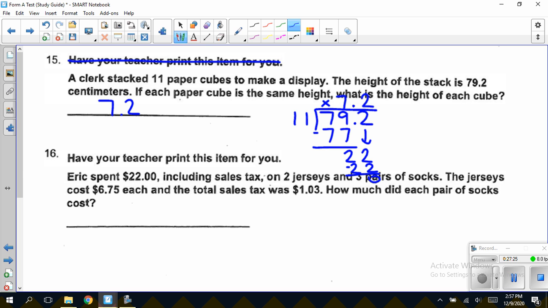They're asking for the height. That height was being measured in centimeters, so centimeters would be my label. Now obviously on Schoology, when you take your test at home, you will not have to put in that label. It would be done for you already.